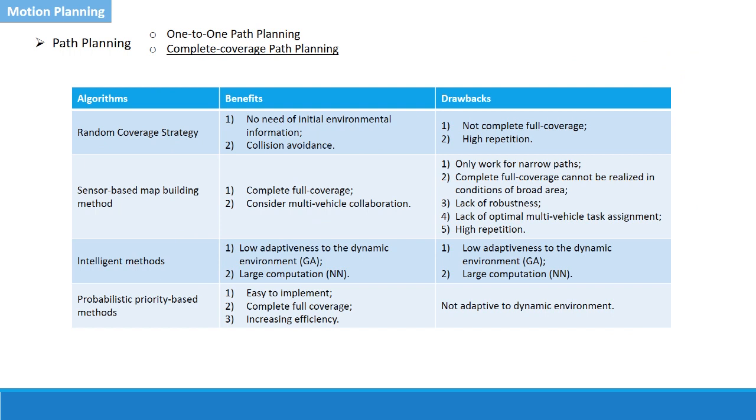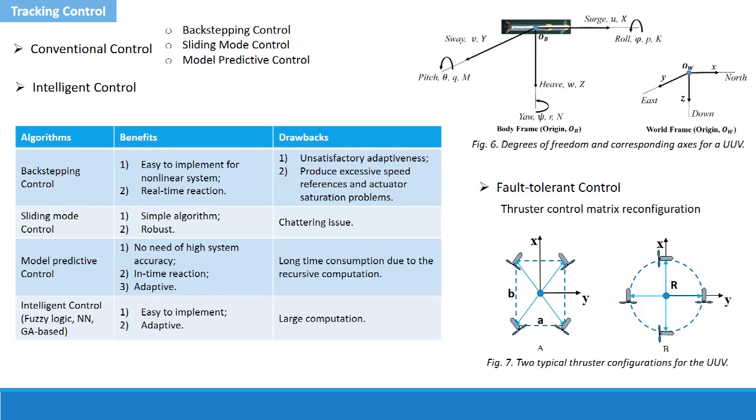For the complete coverage path planning, in the table we concluded them into a random strategy and sensor-based map building methods, which are kind of similar to the map building method in one-to-one path planning, and intelligent methods based on genetic algorithm and neural network theory, and also a method called probabilistic priority based, which is derived from a probability priority map.